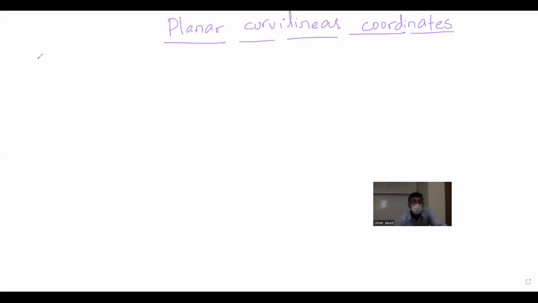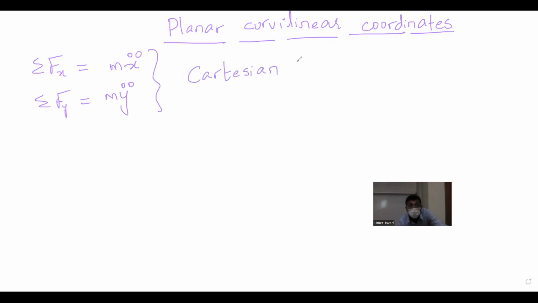Now you do realize that we have summation Fx equal to m x double dot. Then you also realize that your summation Fy equal to m y double dot. So you realize that this is what is known, you have to use Cartesian kinematics to get hold of the terms on the right hand side, and proceed.